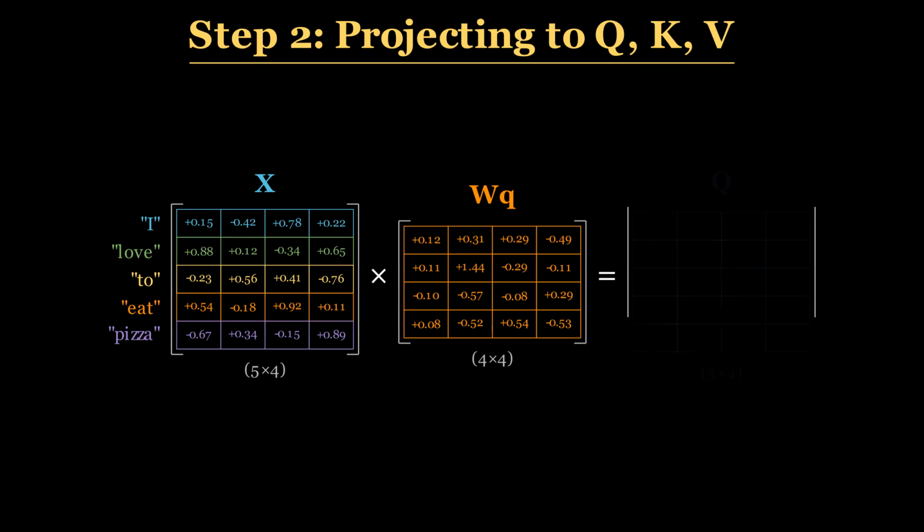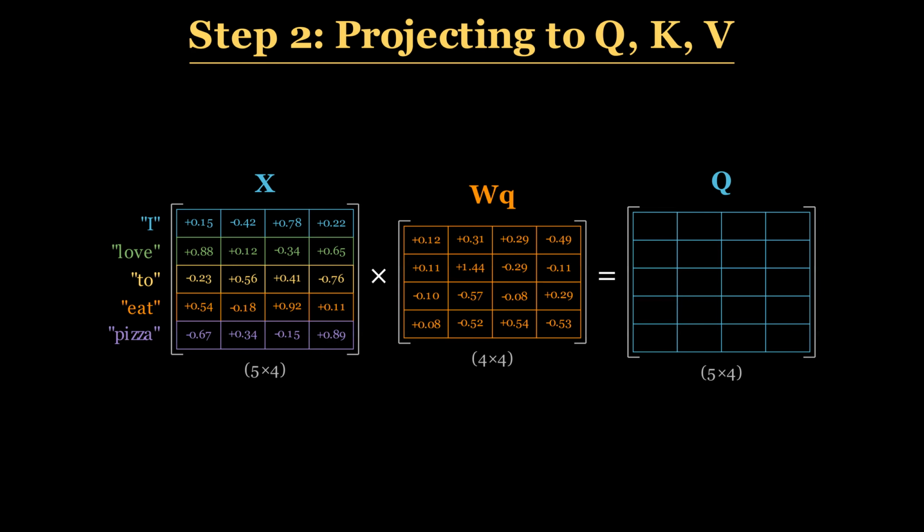Let's see how this works. To build Q, we multiply X by the weight matrix WQ. We multiply each row of X with columns of WQ to calculate the elements of the query matrix. We repeat this same process for the rest of our sentence to build the complete query matrix. Same process for keys and values. Multiply X by WK and WV, now we have all 3.